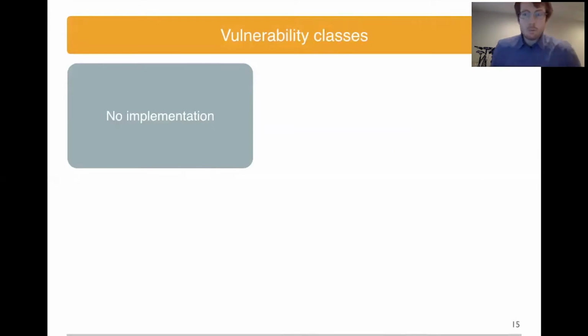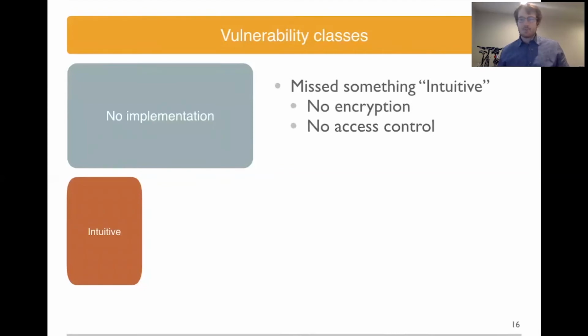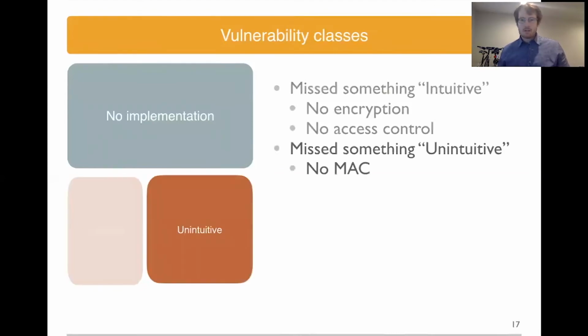So first, the no implementation class. Here, the team just didn't implement one of the security mitigations that was required given the goals that we set out for them in the specification. This is broken into two subclasses. First, the intuitive class, where teams just didn't implement something intuitive. For example, in the secure file storage problem, they didn't implement any encryption, or in the access control problem, just not providing any access control. The other subclass here is they didn't do something that was not obvious from the security goals.